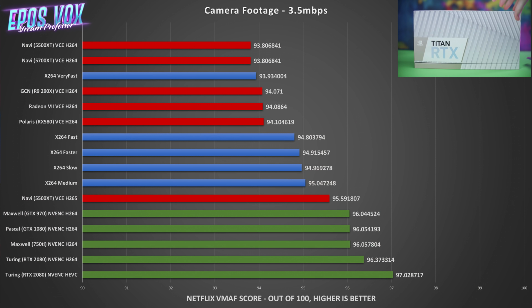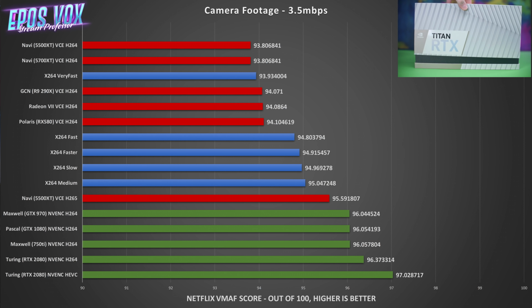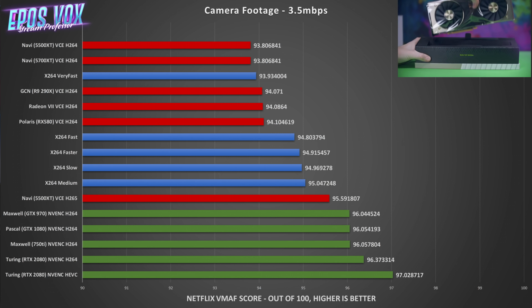Bumping it up to 3.5 megabits per second, NVENC beats X264, again, tuned for camera footage. Navi's H265 also beats X264, but Turing's HEVC or H265 is still on top.